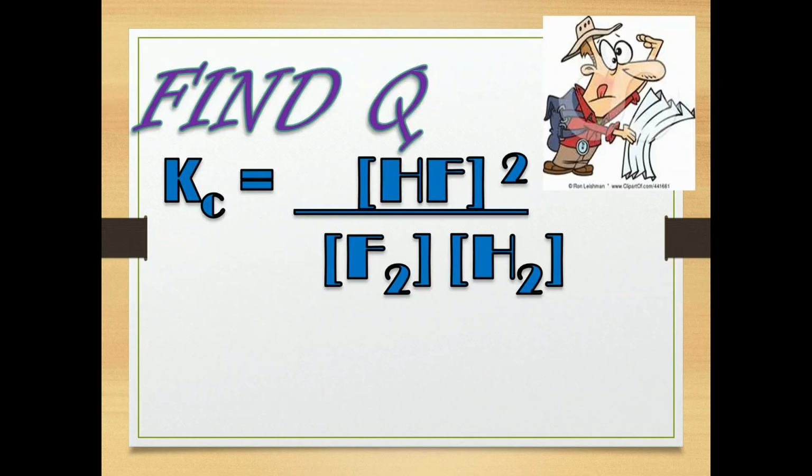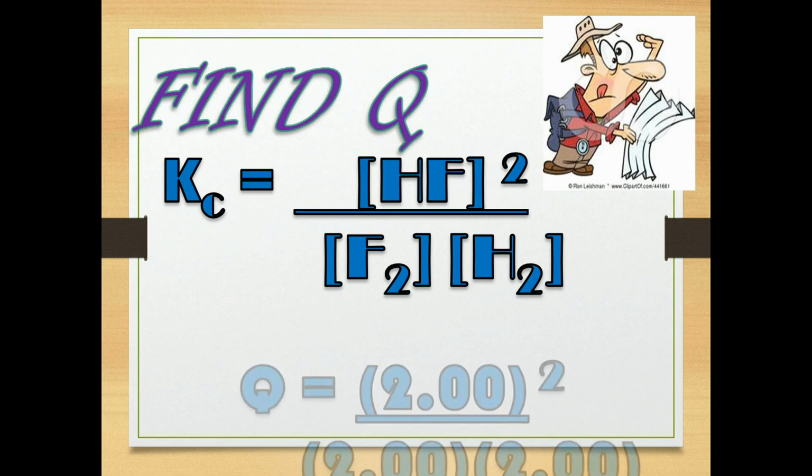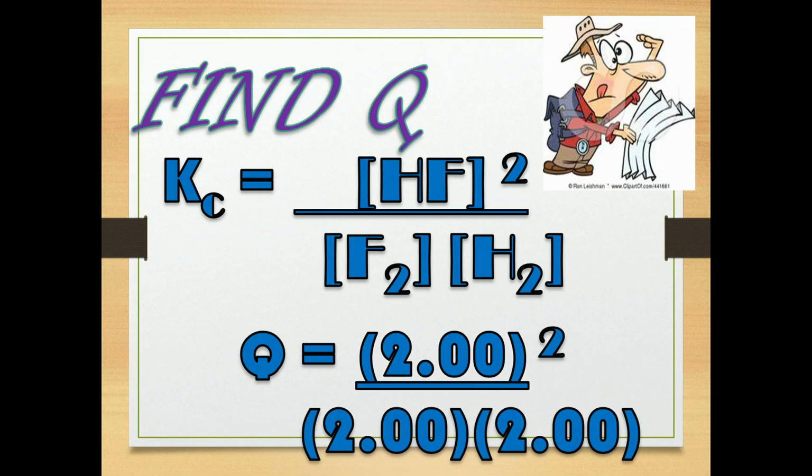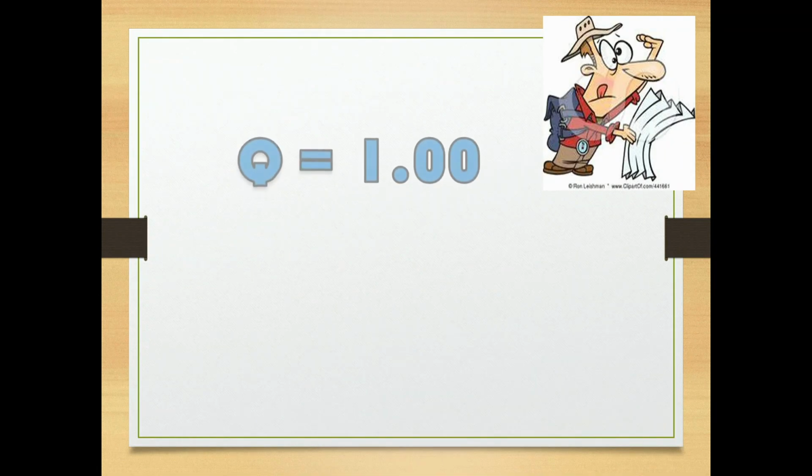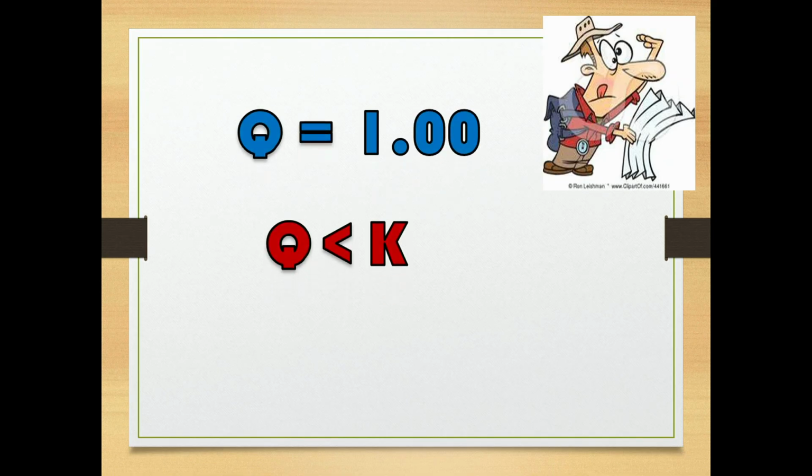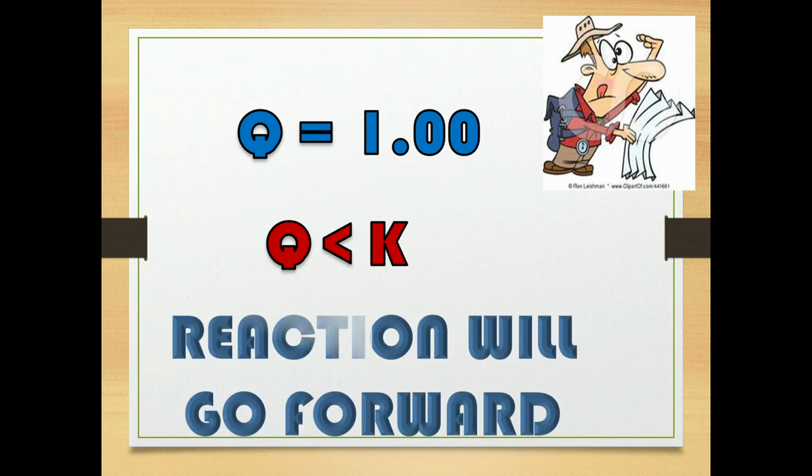Then I had to find Q. I can't do this with reactants and products unless I know which direction it's going. So I put in 2 squared divided by 2 times 2, which gives me a Q value of 1, which is less than K, where K was 115. So if Q is less than K, the reaction is going to go forward. Like I said, I did this one yesterday. I just want to go through the steps again.